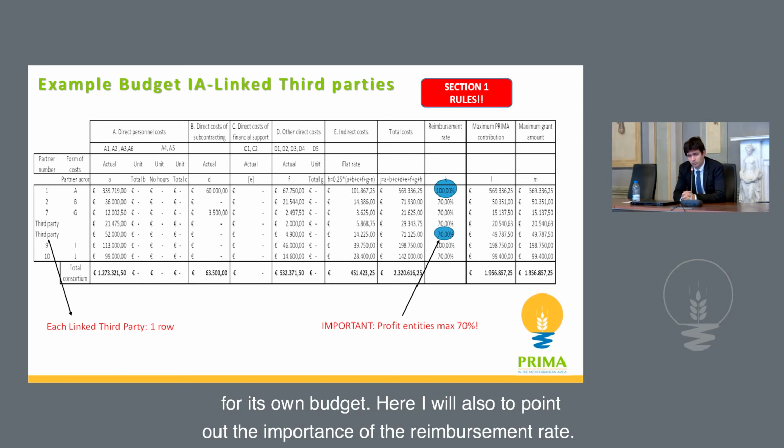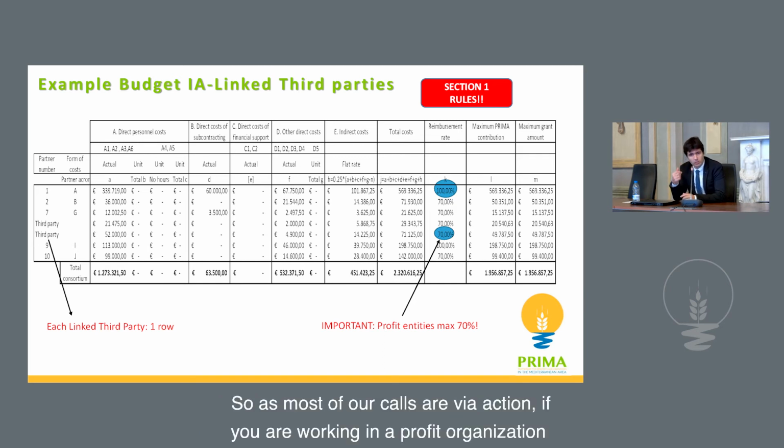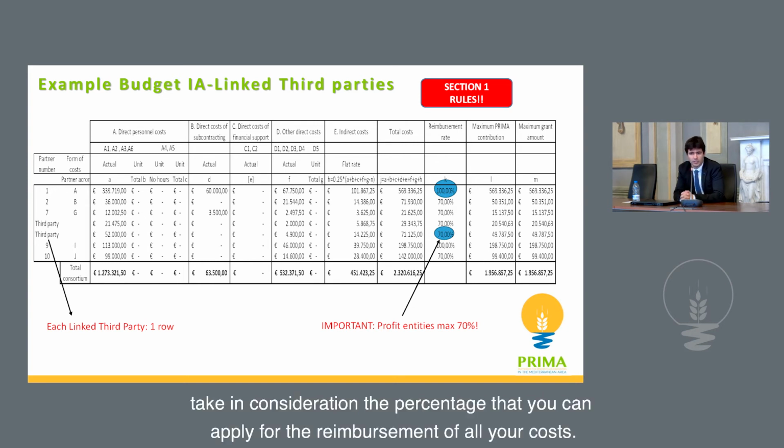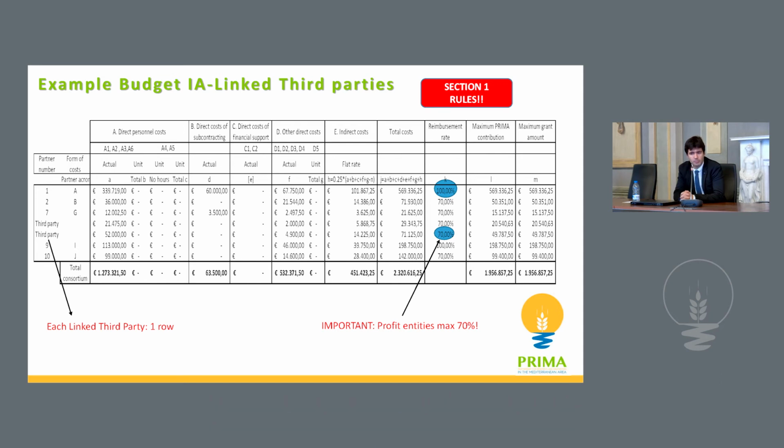Here I will also point out the importance of the reimbursement rate. As most of our calls are innovation actions, if you are working in a for-profit organization, the maximum reimbursement rate is 70%. So please, once you prepare the budget, take into consideration the percentage that you can apply for the reimbursement of all your costs. Next, please.